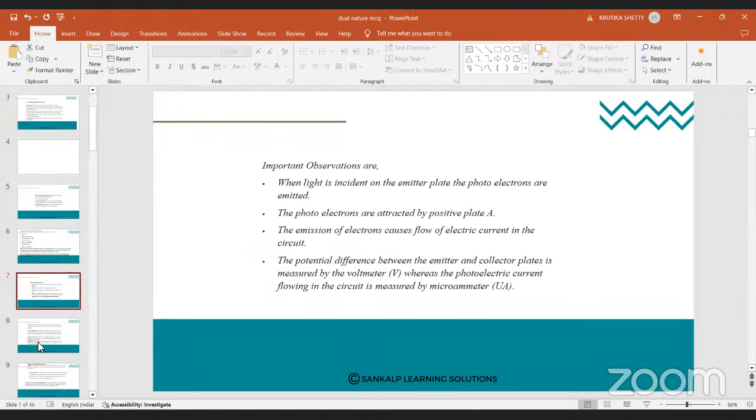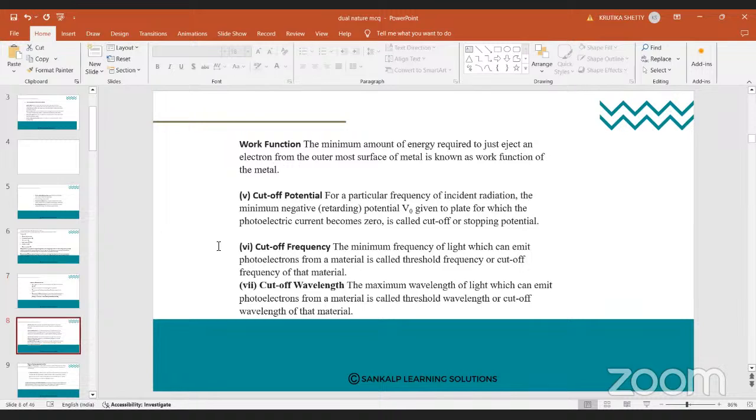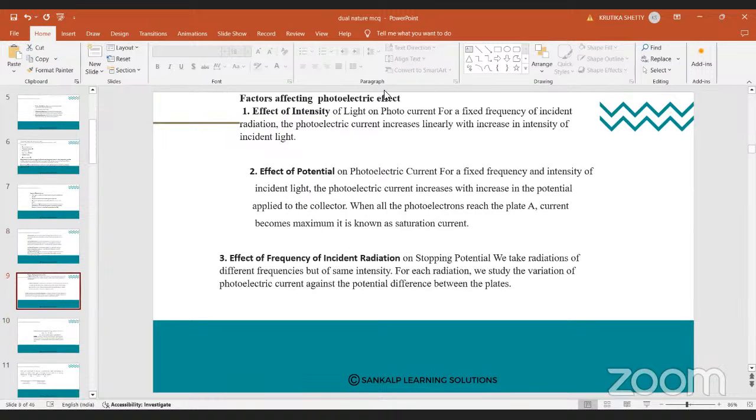Observations also we have seen. What is the observation of the experiment? Here we have defined work function and cutoff potential. Cutoff potential is nothing but, for a particular frequency of incident radiation, the minimum negative potential given to the plate for which the photoelectric current becomes zero. The stopping potential is also called the cutoff potential, so please remember that. Cutoff frequency is similar to the threshold frequency only. Cutoff wavelength is similar to the threshold wavelength that you described yesterday.